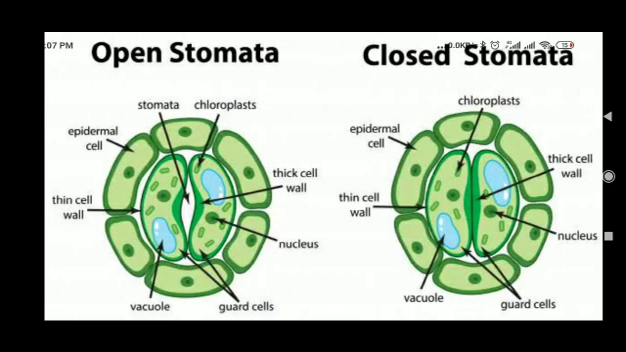This is a diagram of open stomata and closed stomata. As you know, stomata are tiny pores present on the surface of the leaves, and they are mainly responsible for transpiration and gaseous exchange. Carbon dioxide in and oxygen out. Transpiration is the loss of water in the form of water vapors. So when plants need carbon dioxide and water, the stomata are open, and when plants do not need carbon dioxide and water, stomata are closed.